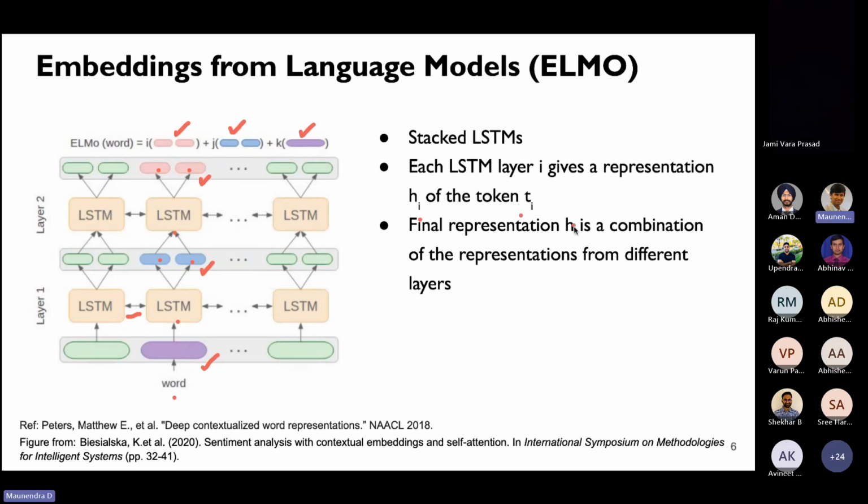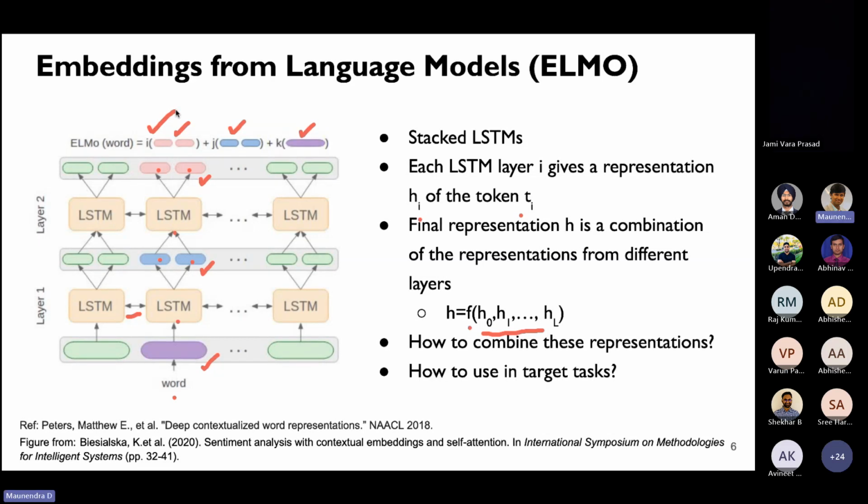And the final representation H is a combination of the representations coming from different layers. So H is a function of H0 to HL, assuming there are capital L number of layers. And this aggregation function can have many different choices. What they have used is the weighted combination.